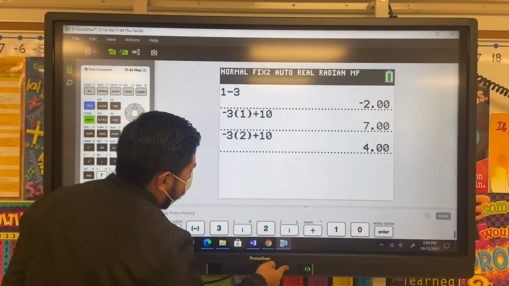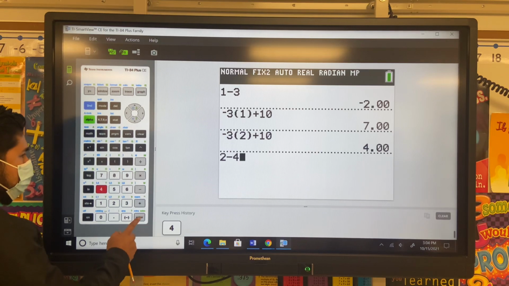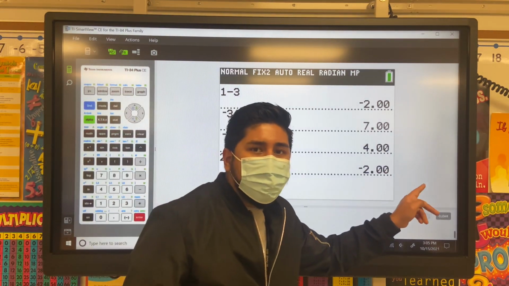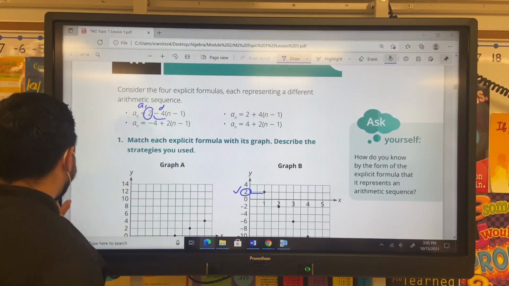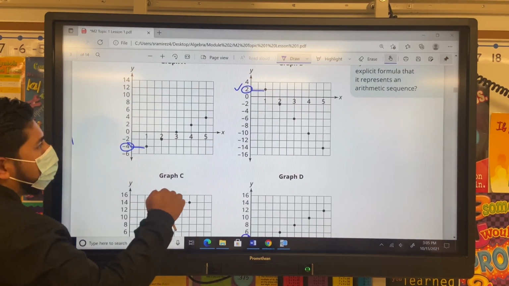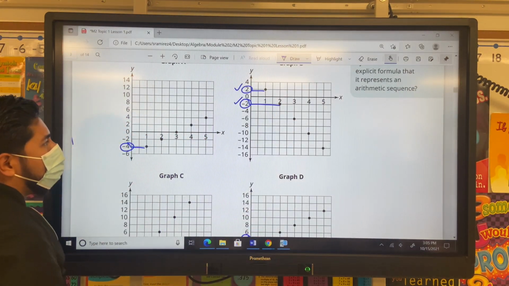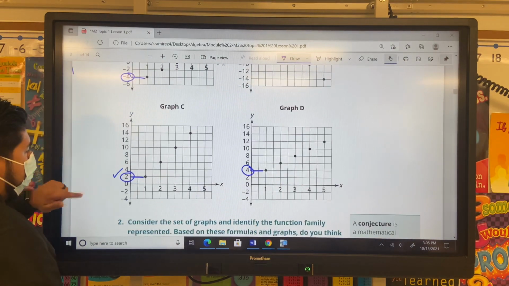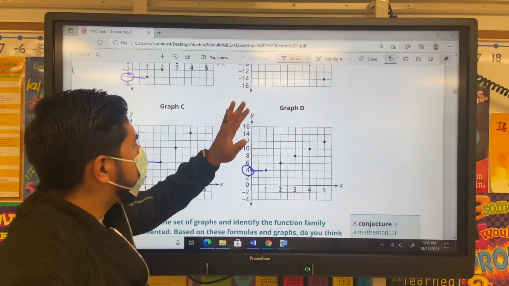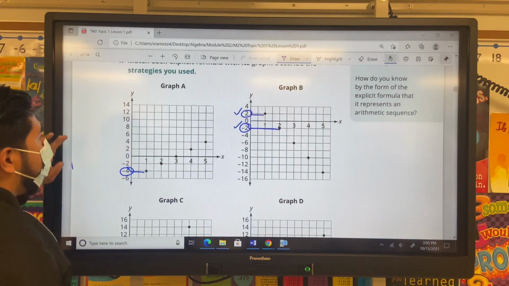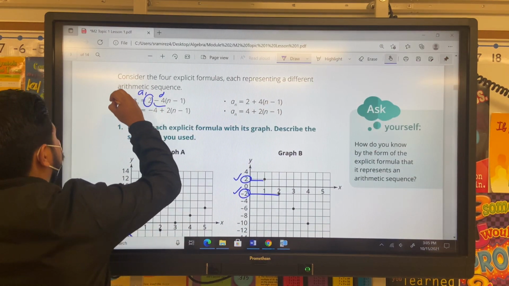If you're not sure, let's get our calculator. 2 minus 4. My next number is -2, so I want to look for -2 as my next number. Here we go. It's not this one, let's check this one. Okay, -2, check mark, I love it. This one worked. +6, that's not the one I want. So for the first equation, graph B would be right here.